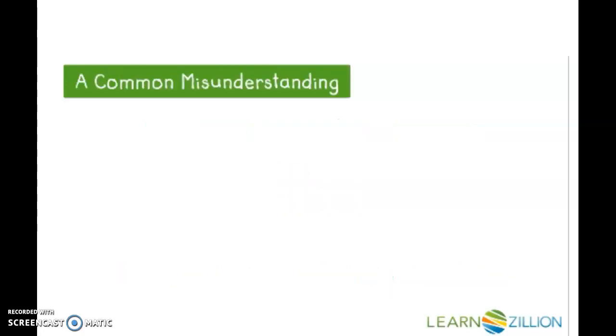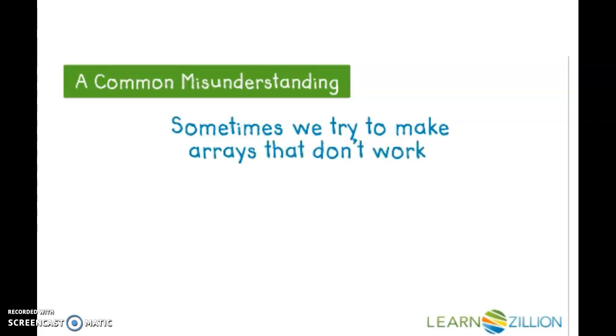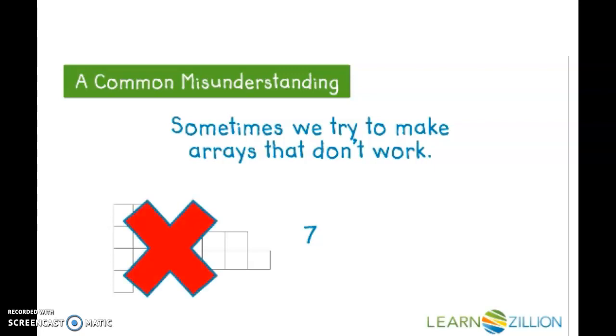A common misunderstanding is that sometimes we just try to make arrays that don't work. Take the number 7. We cannot make an array for 7 that's set up by 2's, since there would be one box left over. Instead, 7's array would simply be one column or one row of 7. That would be the array for 7.